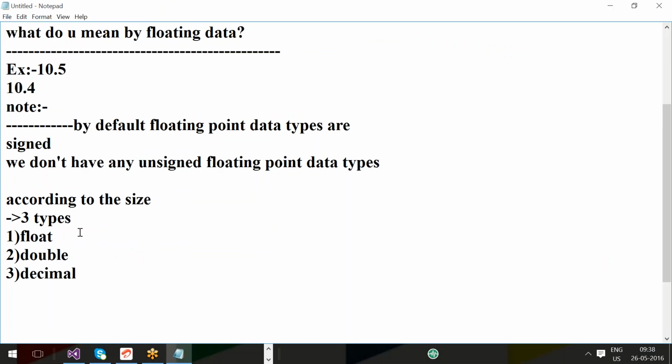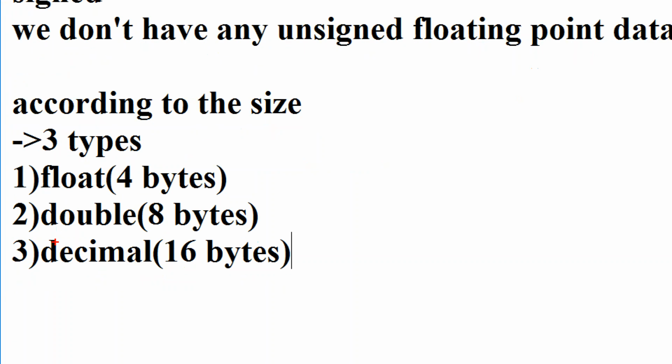Float means 4 bytes of memory, double means 8 bytes, and decimal means 16 bytes. So what is the lowest size data type here? Float. Medium, double. The biggest floating data type is decimal.